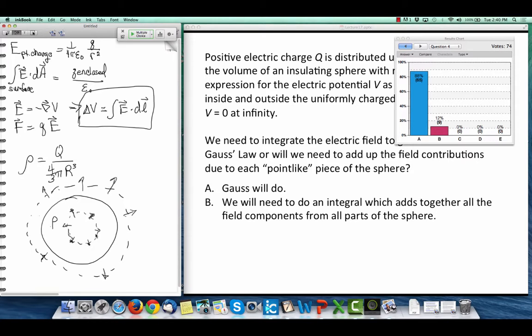Once you have the electric field, and you know that it's radial, then all you have to do, to find differences in voltage, is integrate E dot dr, since it's radial. Integrate E dot dr to get a voltage difference.